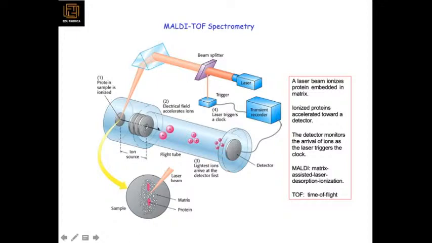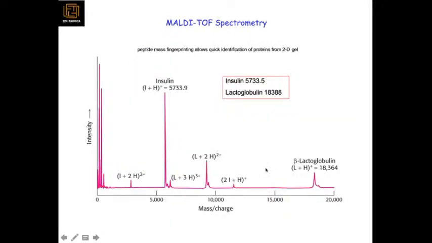Then there's an ion source. Then the flight tube is there with a positive charge. The lightest ions arrive at the detector first. Then the detector will read with the help of a transient recorder. The laser will trigger a clock, and then with the laser we will see the results like this. So this is how the whole thing works. And then at the end you see your results in the form of peaks.